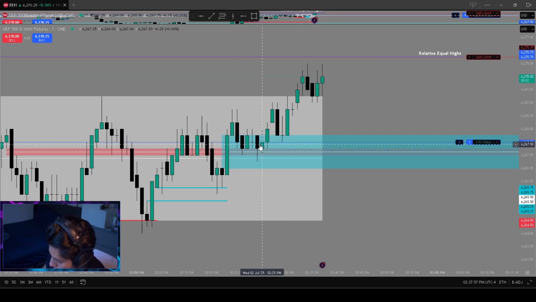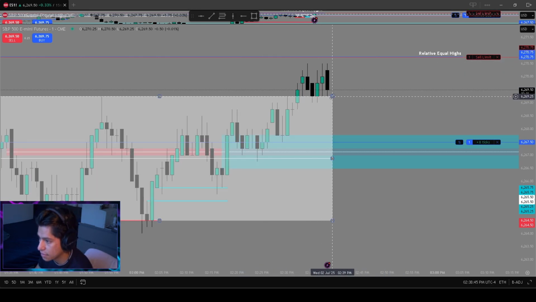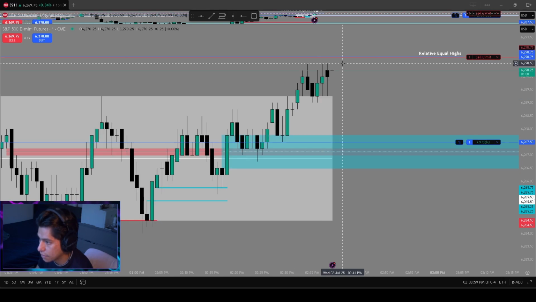By using the afternoon's first presented fair value gap as support, we're now heading towards relative equal highs. Like I said before, after we take out this, I do want to see this act as support. We see the bodies of the candles closing right at the top right there. We do have 3 highs right there.